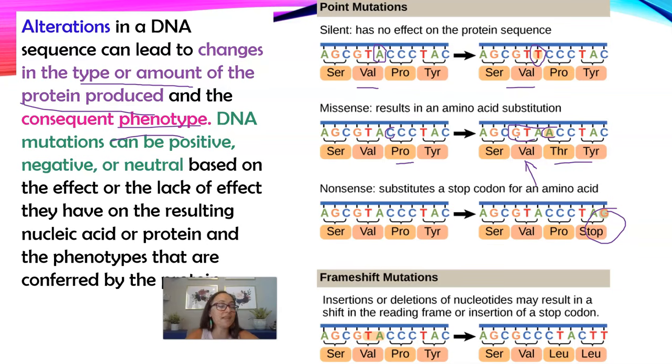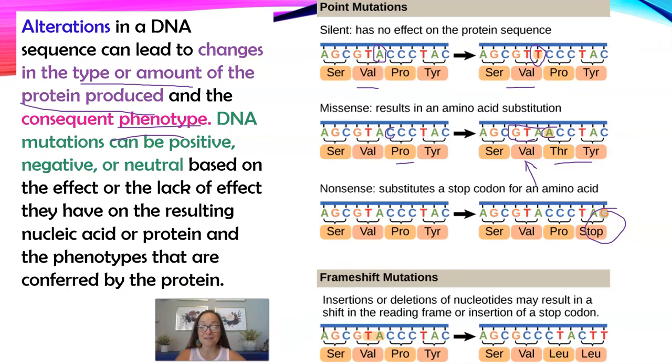Now, sometimes we could have things that are called frame shift mutations. I think I was talking about frame shift mutations. In a frame shift mutation, you're going to have an insertion or a deletion. Sometimes extra nucleotides can be added by accident or removed, and that would shift the entire sequence one way or another. That's why it's called a frame shift mutation, and that would change the codons. And changing the codons will change the amino acids, which changes the protein.